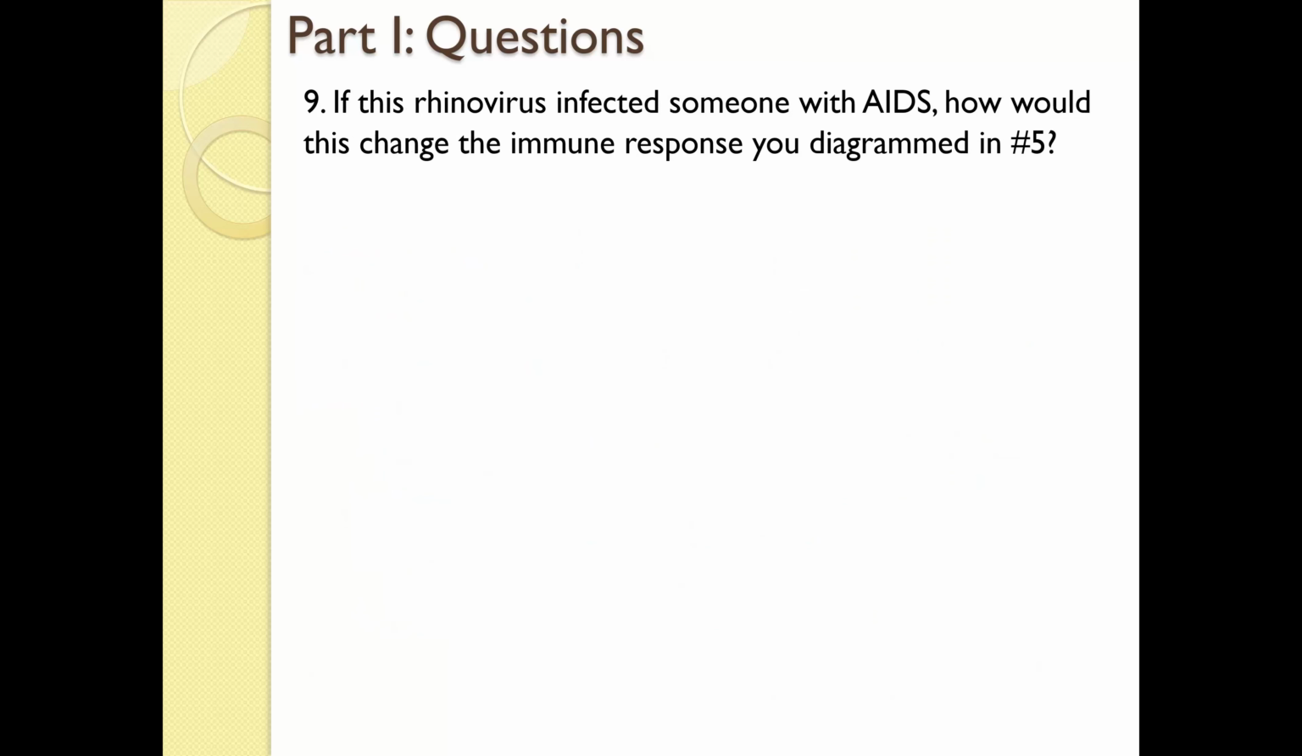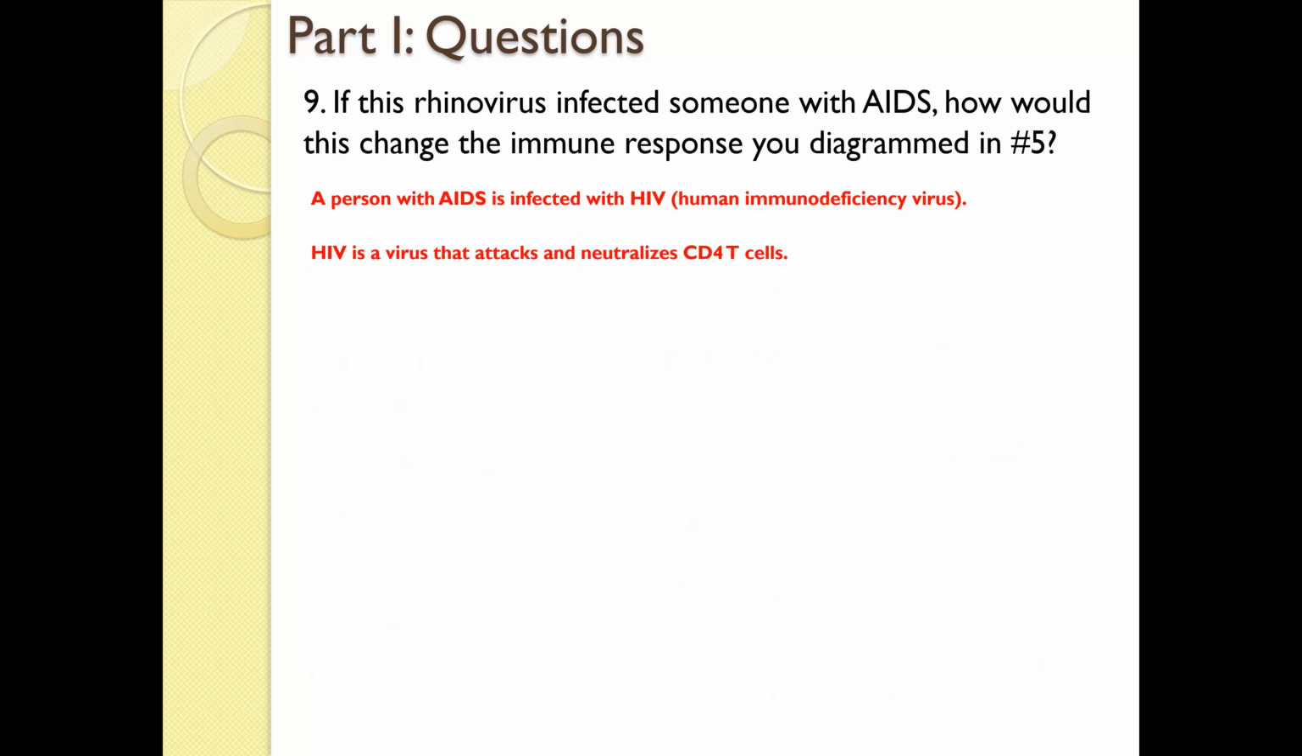Number 9. If this rhinovirus infected someone with AIDS, how would this change the immune response you diagrammed in number 5? So a person with AIDS is infected with HIV, which is human immunodeficiency virus. HIV is a virus that attacks and neutralizes CD4 T cells.